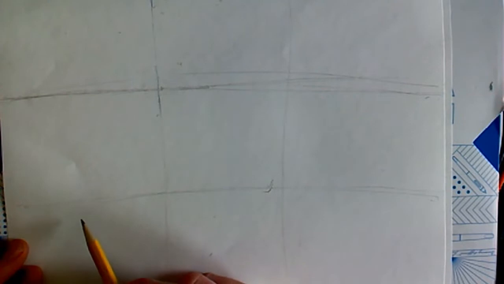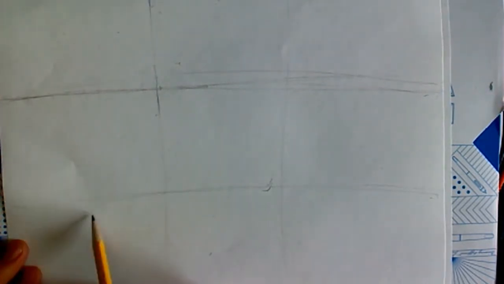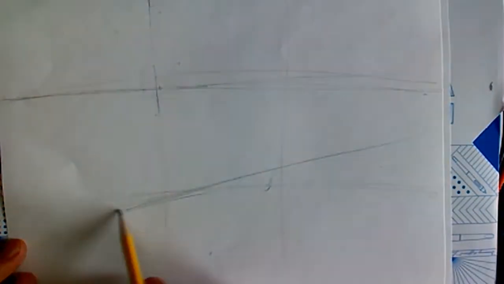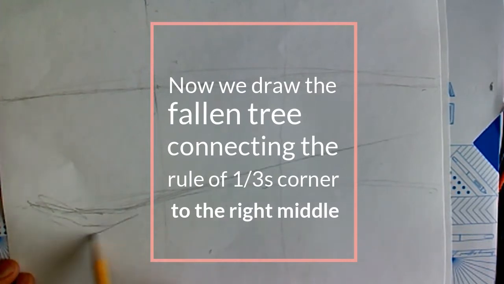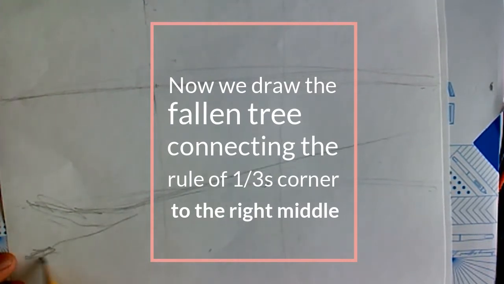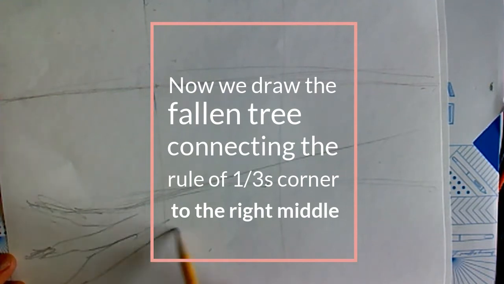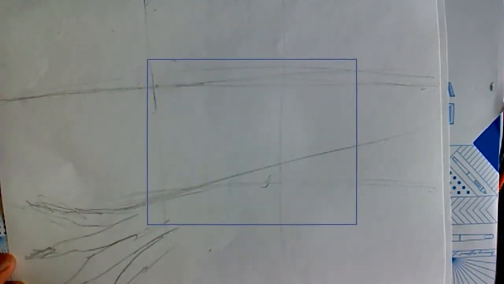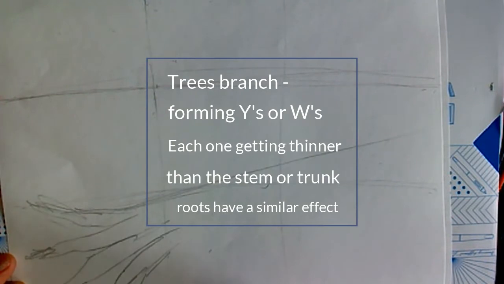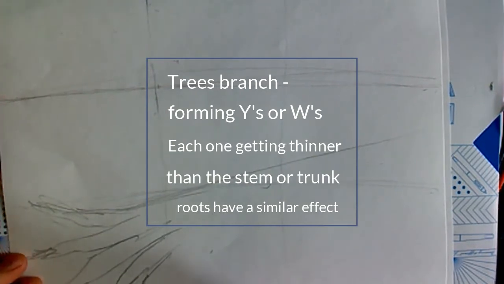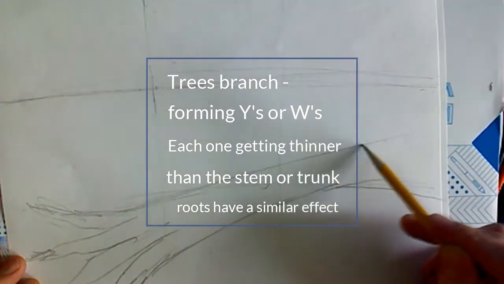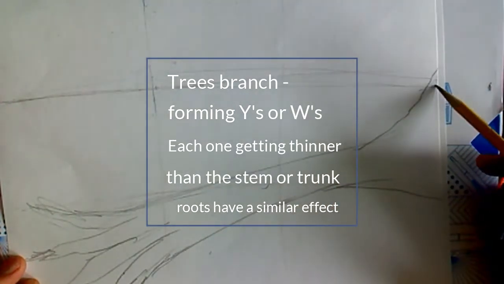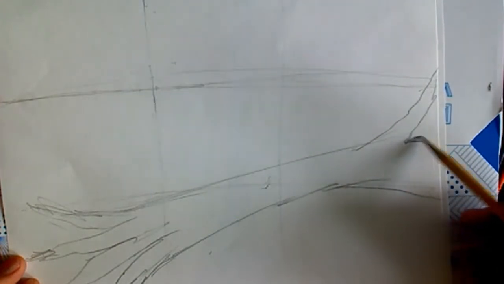Once I have that laid out, I'm going to start adding in other elements to this composition. I want my tree to start at the low intersection of two of the lines for the rule of thirds. So I'm going to start with a line that goes diagonally, connecting from that spot and heading at a gentle angle to about one third or one quarter of the way up the line in the middle section on the opposite edge. Then I'm going to use a branching Y-type tree pattern.